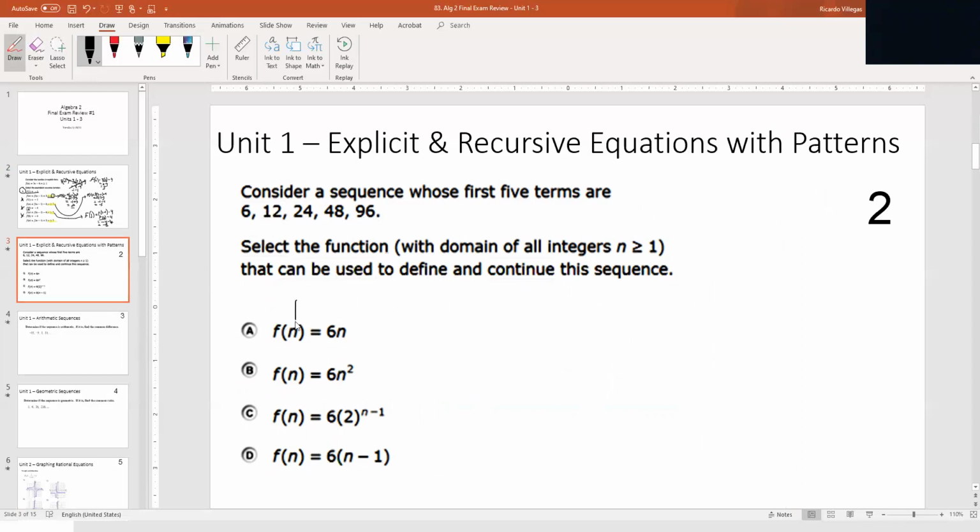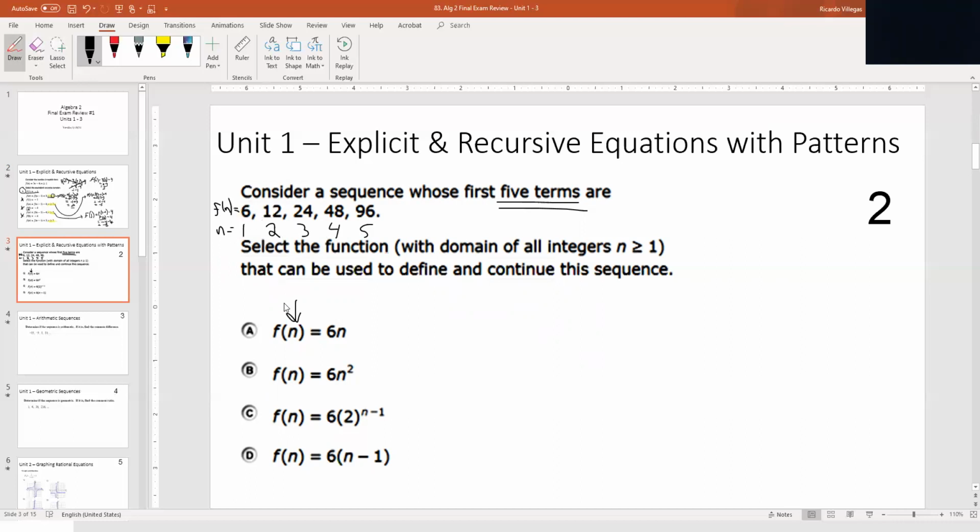So the n represents the term, okay? So in this sequence, we have the first 5 terms. So this would be term 1, term 2, term 3, term 4, term 5. In other words, this would be your n. These would be your n values, and these would be your f of n values.